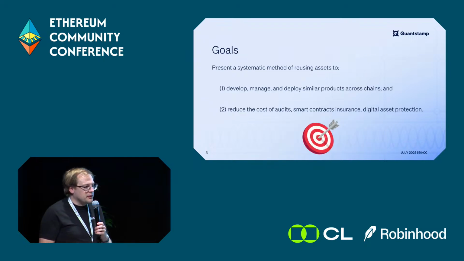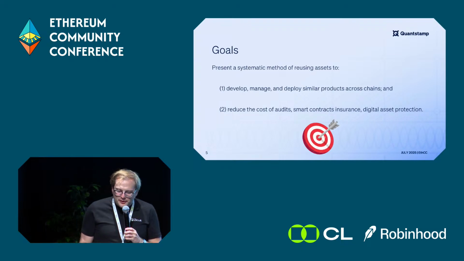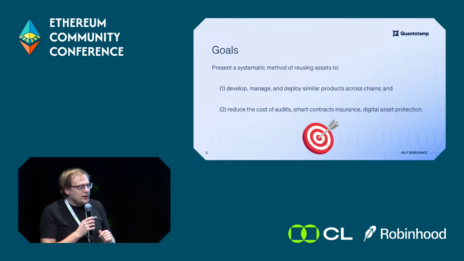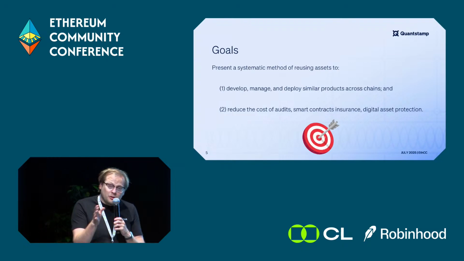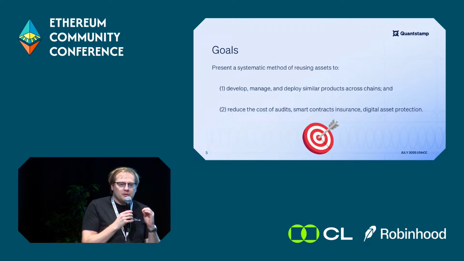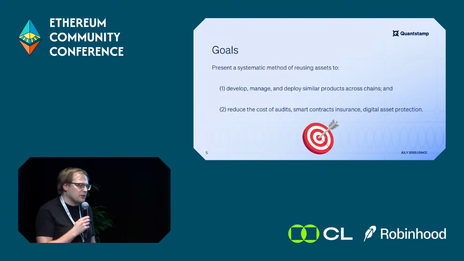And there are a couple ways we can do that. But first, let's define the goals. So what do we want? We want to be able to develop, manage, and deploy similar products across chains. So ideally not too different among different chains, but we want to be sort of having a core common code base where we can change specific parts that relate to the specific chain we care about.